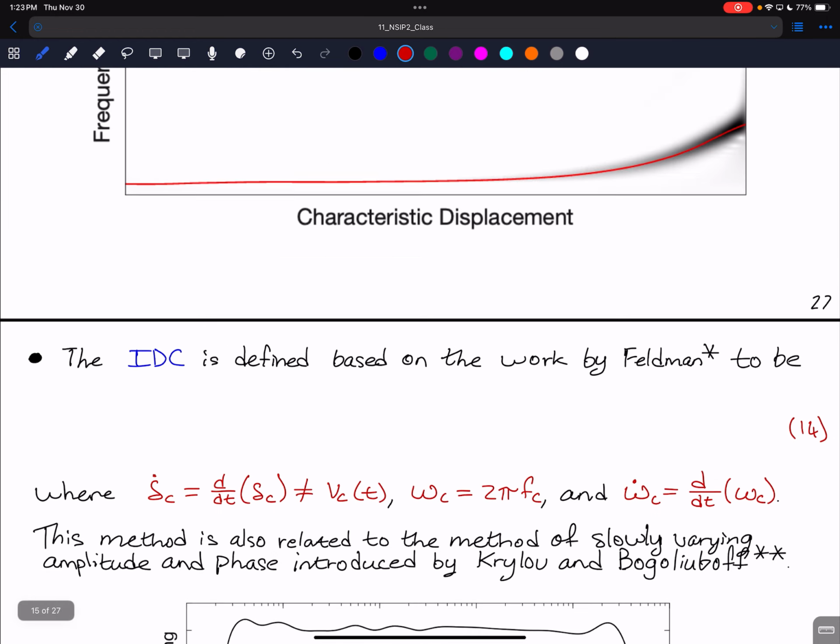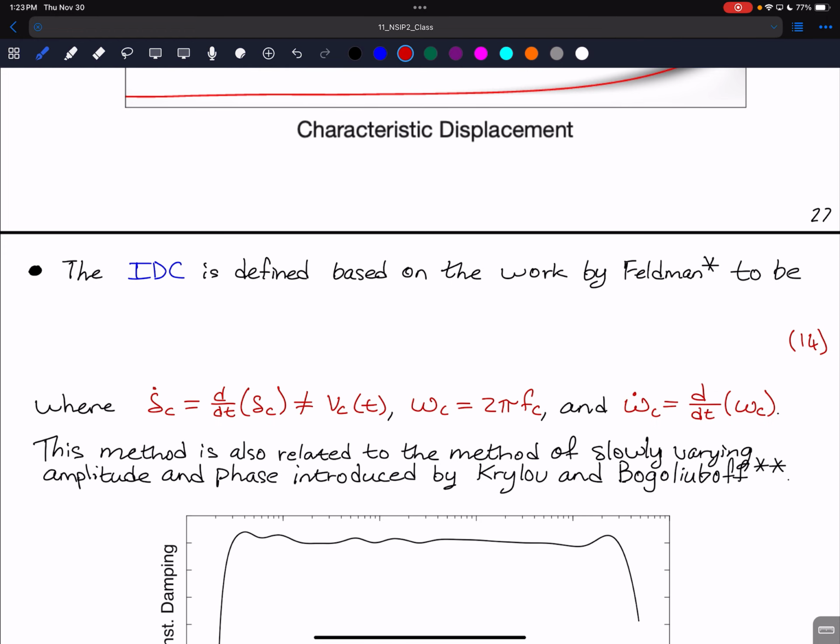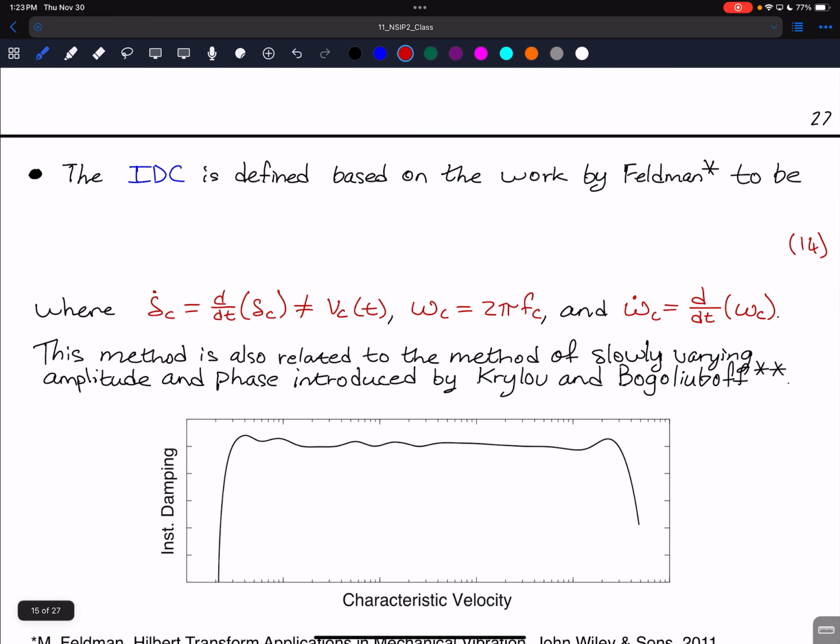Okay. Then the instantaneous damping curve is going to be defined as follows. In this case, we're going to call this zeta sub c, a function of time. This is equal to minus delta c dot divided by delta c, minus omega c dot over 2 omega c. And so delta c dot here is the time derivative of the characteristic displacement, which is not equal to the characteristic velocity. And then omega sub c is 2 pi times the characteristic frequency. And then omega c dot is just its time derivative.